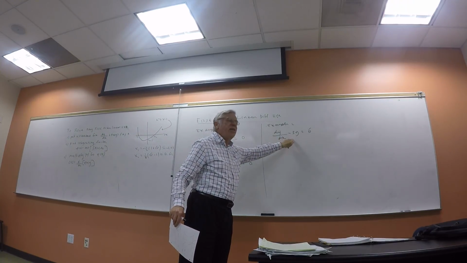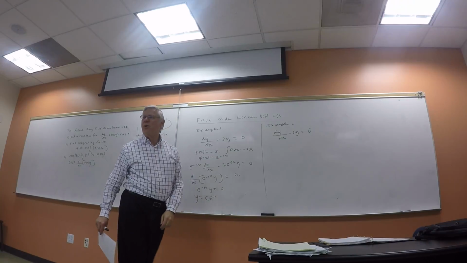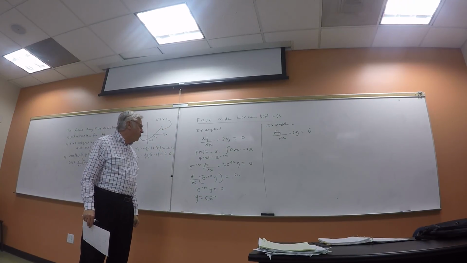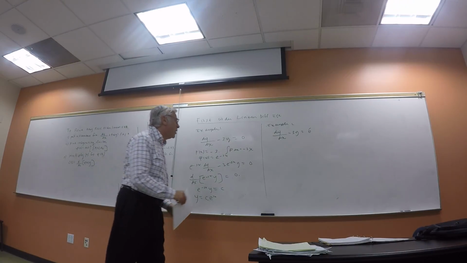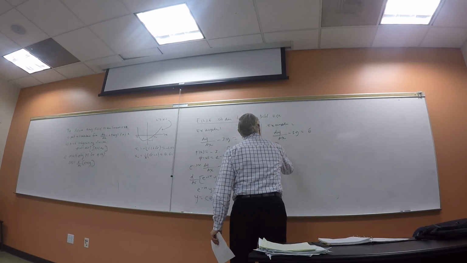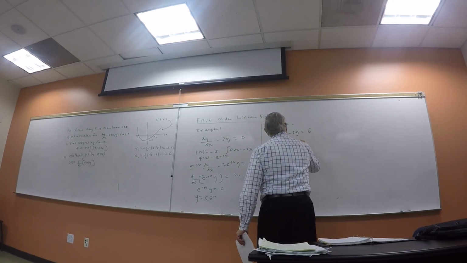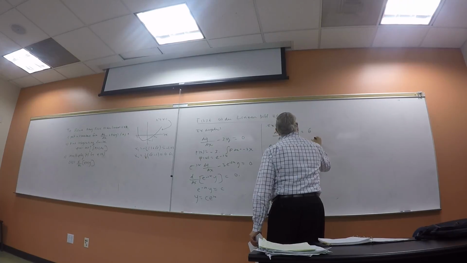Here my p of x is -3. It's the same integrating factor as before. The integrating factor is independent of the right-hand side. So I multiply through by e to the minus 3x. So I get e to the minus 3x dy/dx minus 3 e to the minus 3x times y.